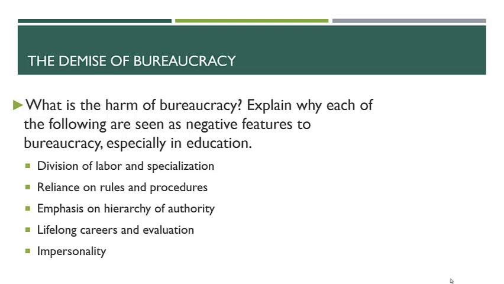The division of labor then has with it reliance upon rules and procedures. This is how this step is done. Everybody involved in this step does it this way. And then the next step, it goes from there and there. Emphasis on a hierarchy of authority. You're the employee. You report to your manager, who reports to a division manager, who reports to a vice president or somebody. And that's how it works, okay?